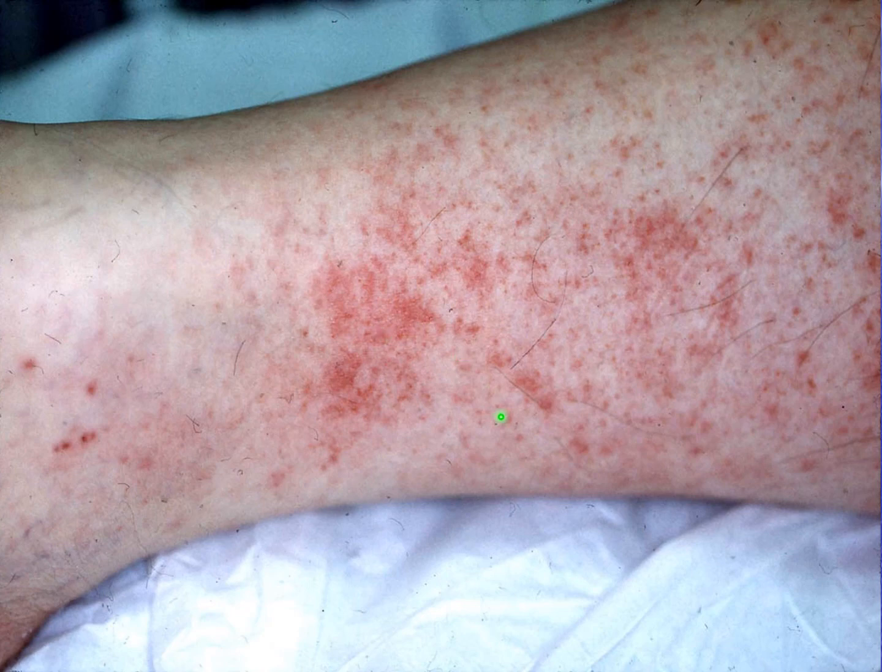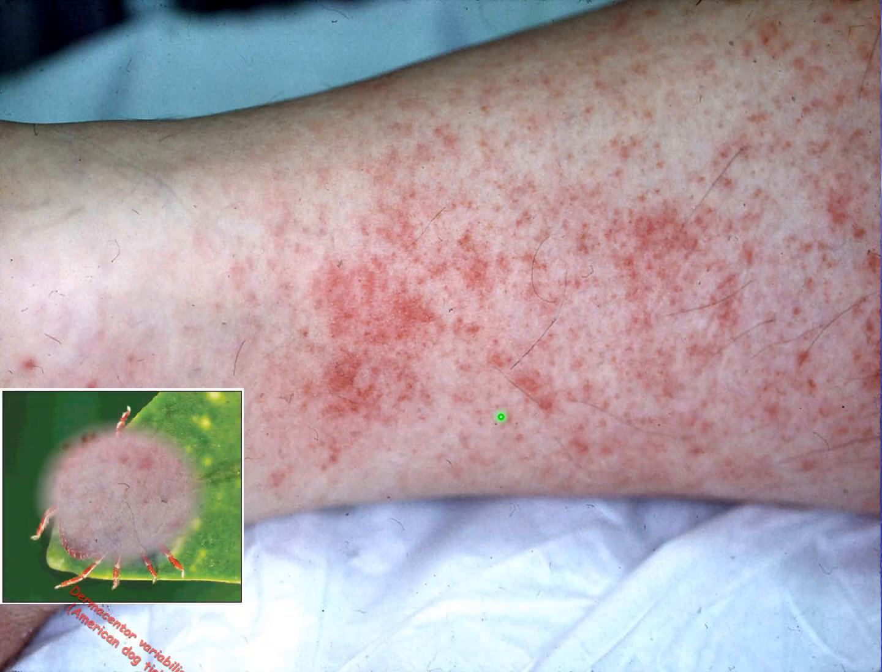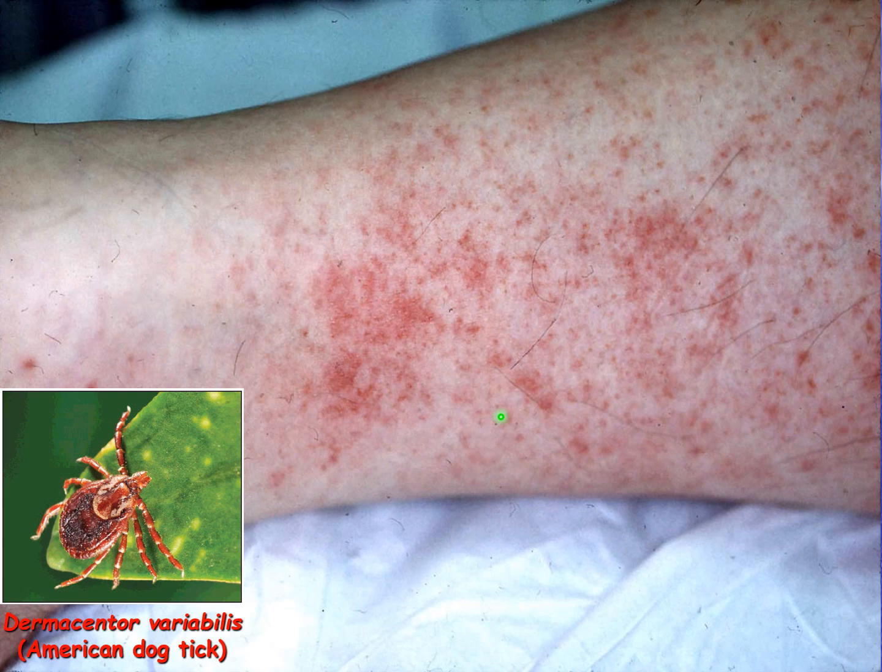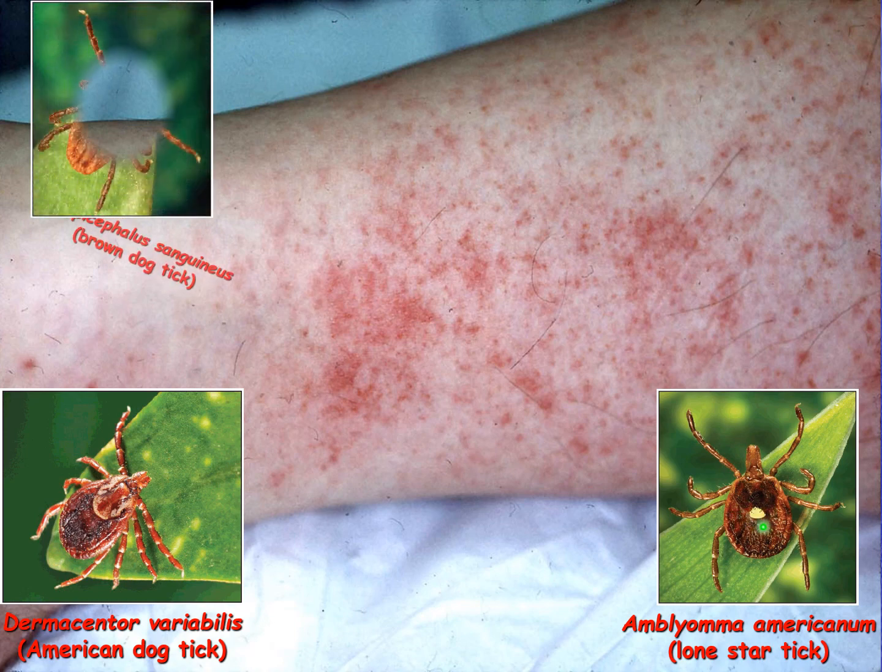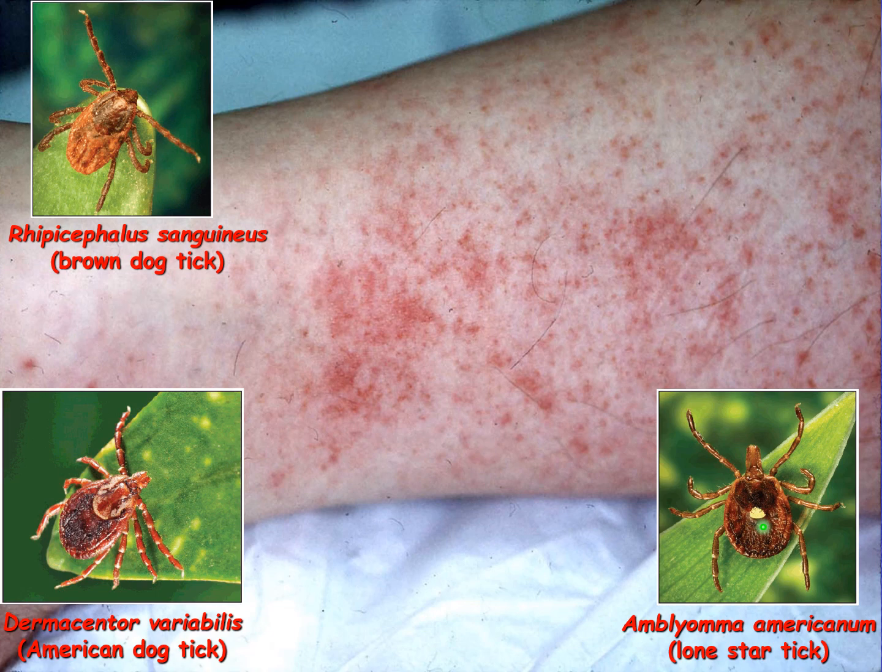And some of the ticks that can transmit Rocky Mountain spotted fever include Dermacentor variabilis. This is the American dog tick that we have here in southwest Missouri. Amblyomma americanum, the Lone Star tick, is recognized by that little spot on the back of the female. Rhipicephalus sanguineus, the brown dog tick, is very common here in southwest Missouri.